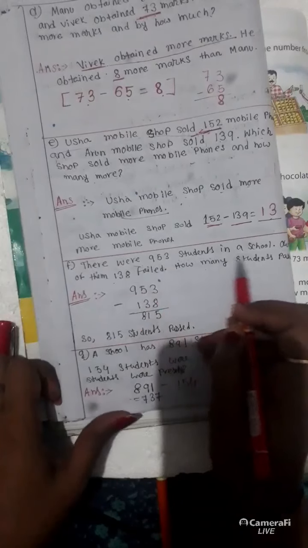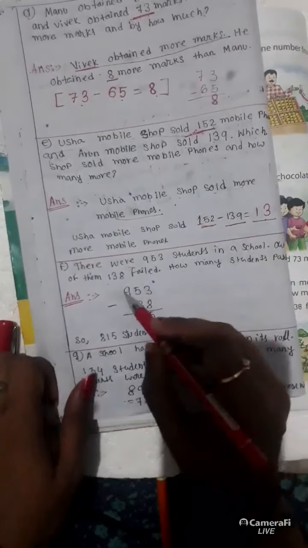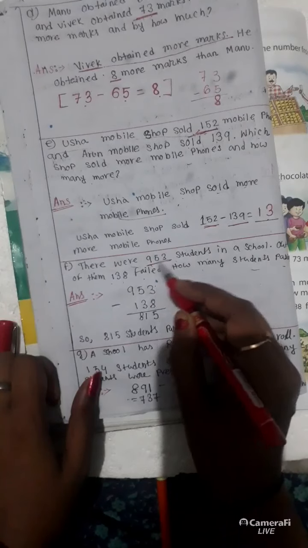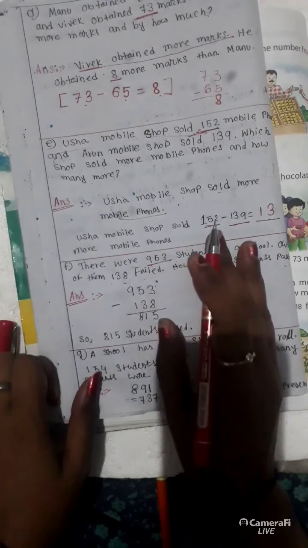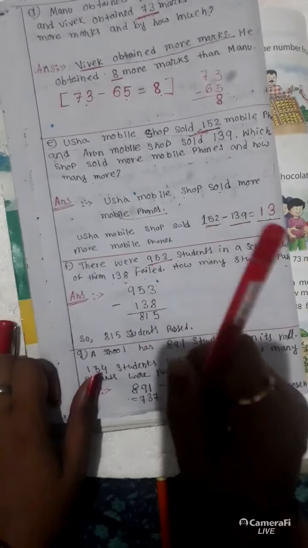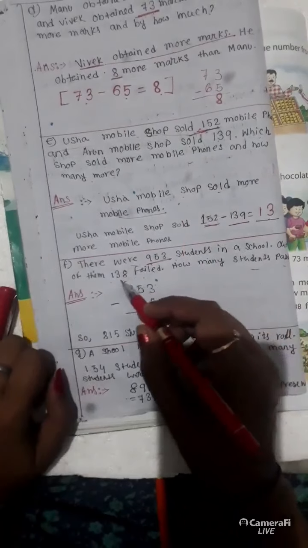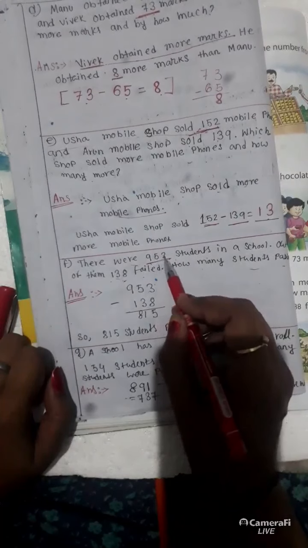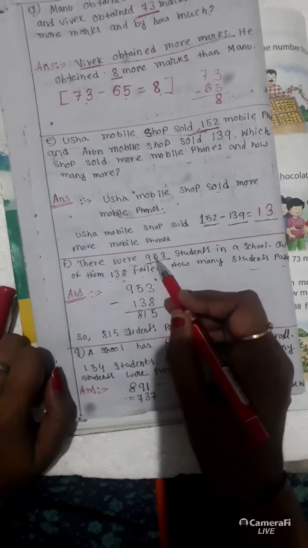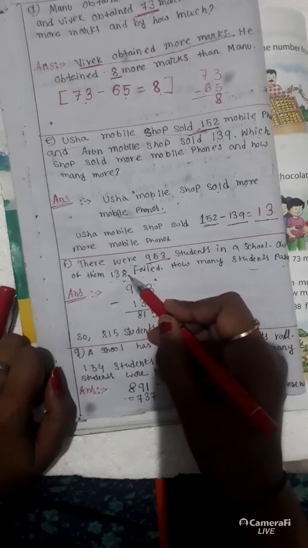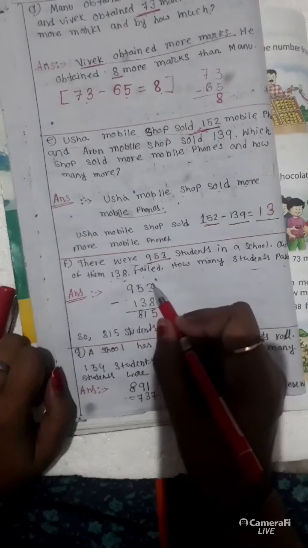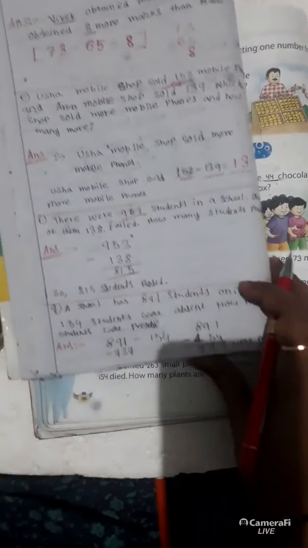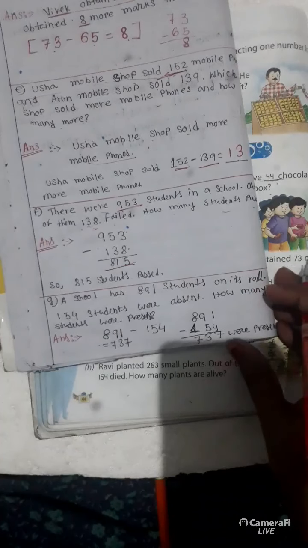There were 953 students in a school. Out of them 138 failed. How many students passed? 953 were there, and 138 failed. Oh my God, listen to me children, make sure you study properly, okay. Must read well. If we subtract the failing students' number from 953, we will get the passing students' number. 953 minus 138, the answer will be 815. Understood? I hope you have understood.